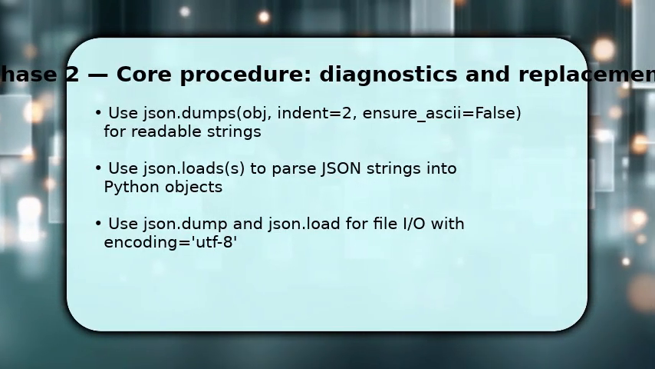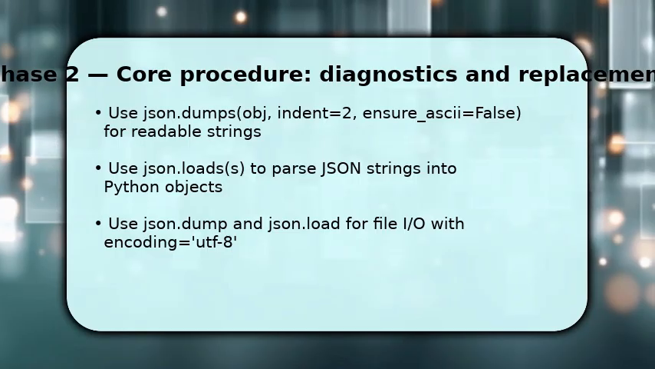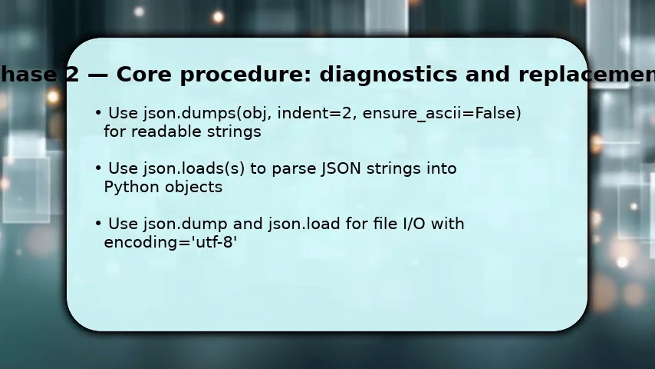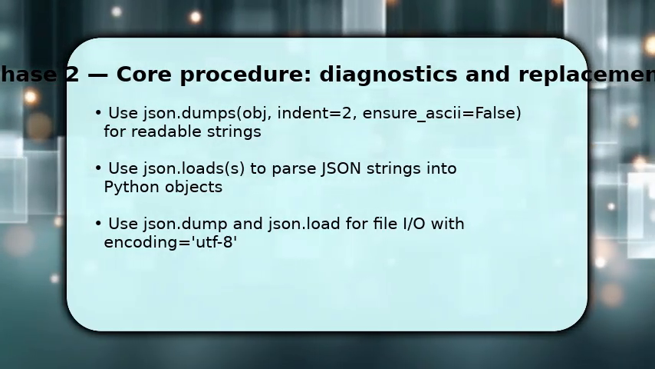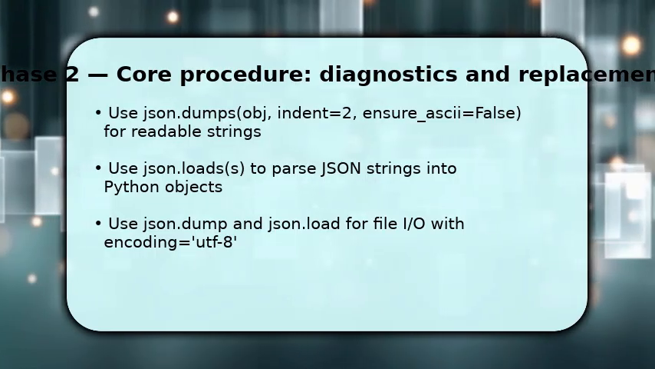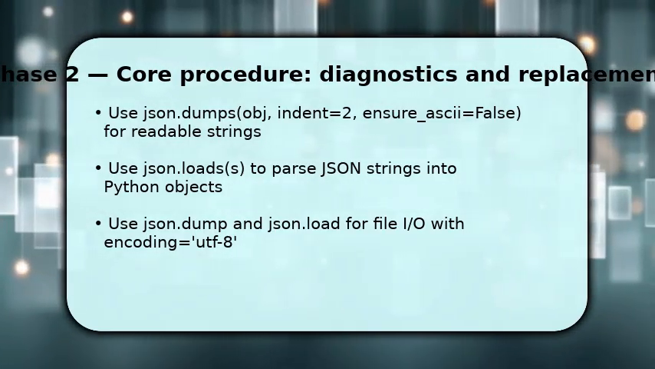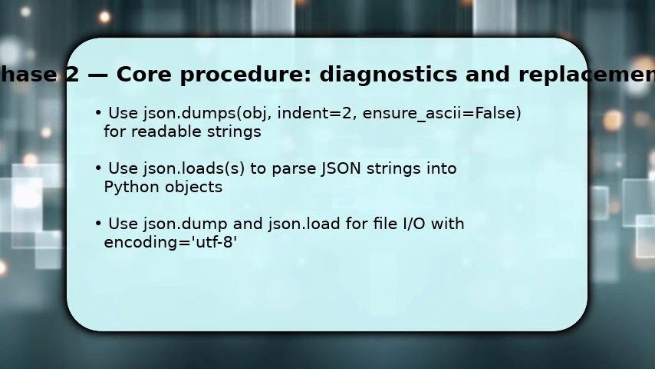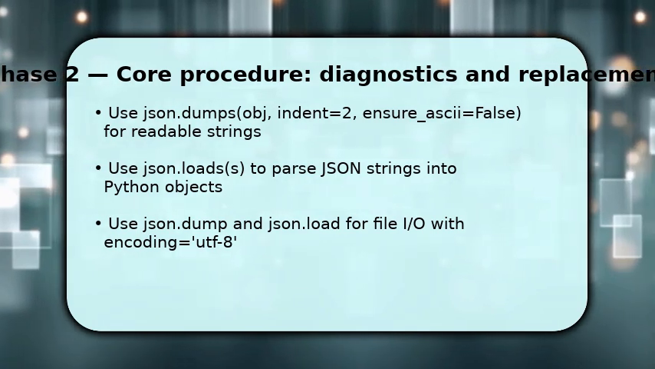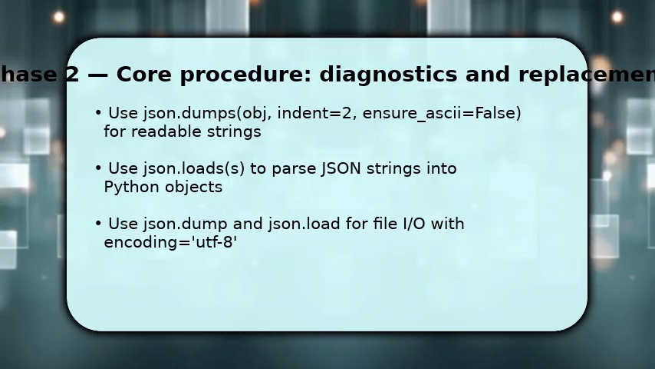For files, use json.dump and json.load with open(filename, 'w', encoding='utf-8') or 'r' that avoids encoding surprises. Also, learn to handle non-serializable types by providing default functions, because built-ins only cover common types by default.